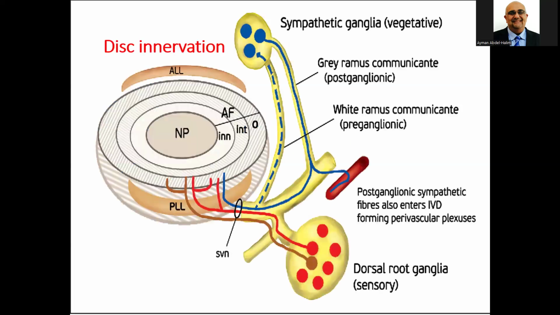So we'll start with anatomy here and the nerve supply of the disc. As you see, the disc is basically supplied by a nerve called sinovertebral nerve, right? Which actually supplies the posterior aspect of the disc, while the lateral aspect is supplied by the gray ramus communicans. All right.